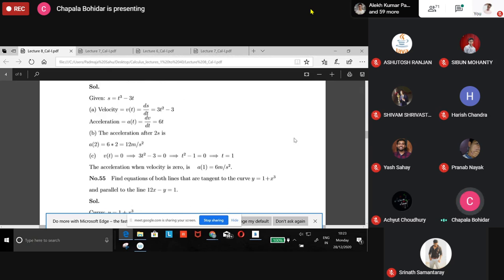Find question number 55. Find equations of both lines that are tangent to the curve y is equal to 1 plus x cube and parallel to the line 12x minus y is equal to 1. It is a good question. All of you write down that question, then we'll discuss.